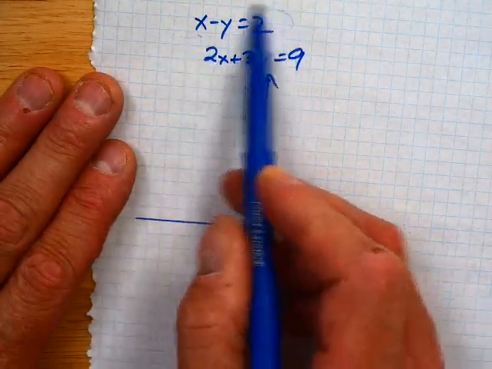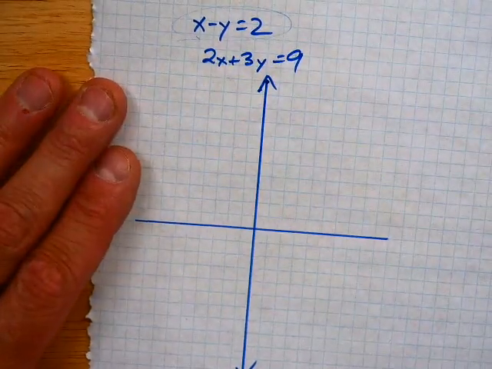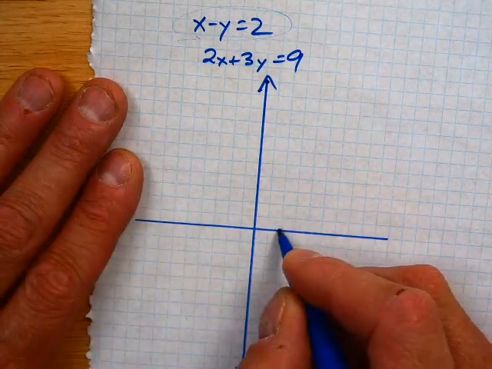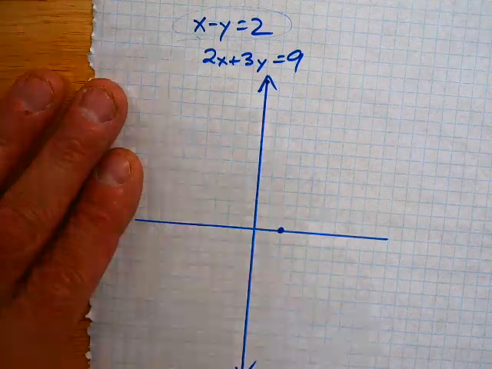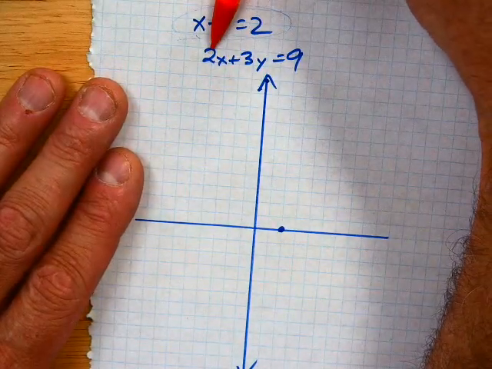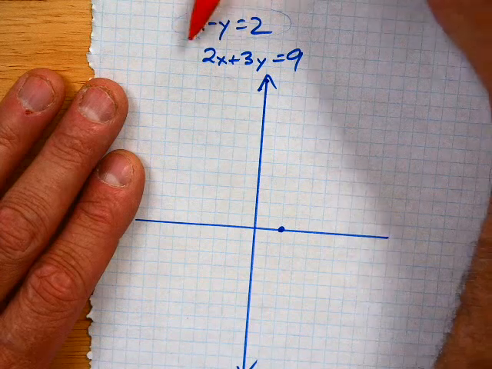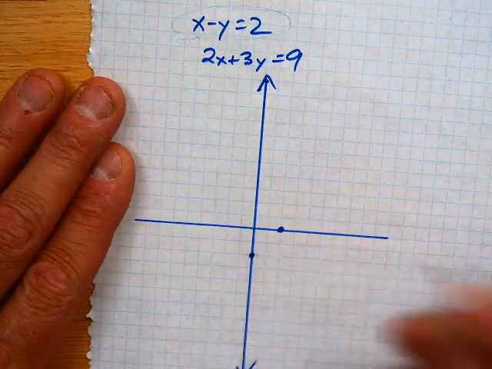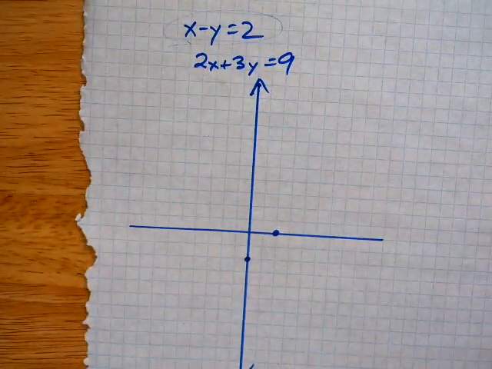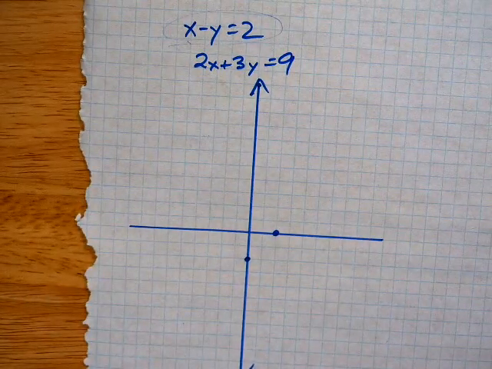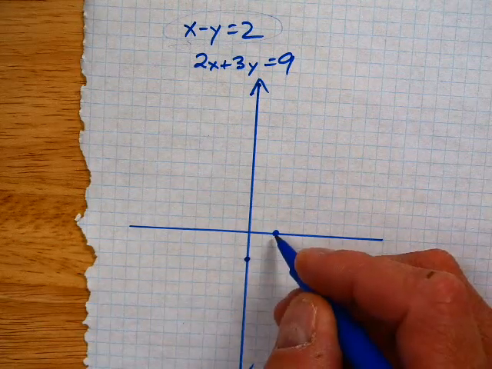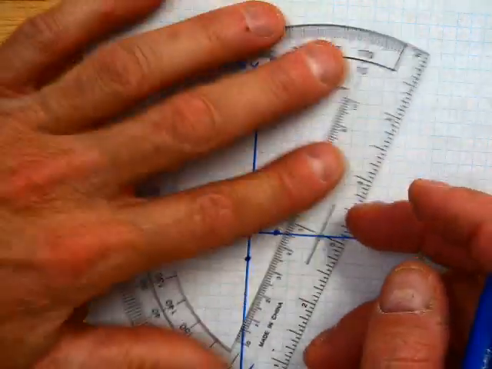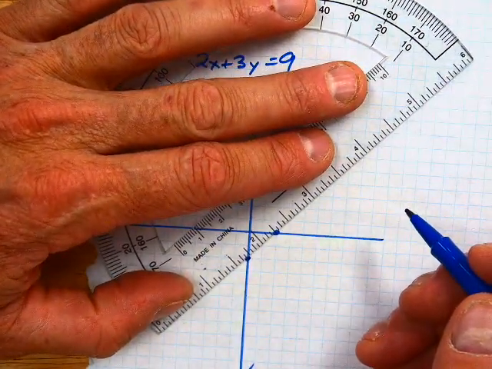So, let's give you the system. x minus y equals 2. And my next one is 2x plus 3y equals 9. The first way to solve this that we're going to look at is just by graphing. So I'd graph the first equation, then graph the second equation. This is where graphing lines, you've got to be able to do it.